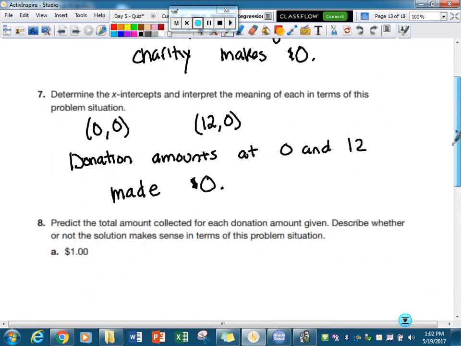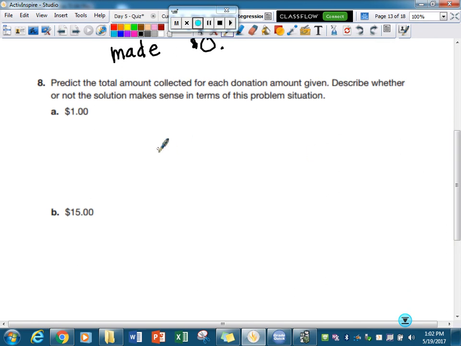All right, number 8, and this is one you're going to do yourself. Predict the total amount of money collected in each donation for the given amount. So this is $1. Substitute that in for X. And for B, substitute 15 in for X. So substitute 15 in for X and 1 in for X and get some answers. Use that equation that we solved in number 5.